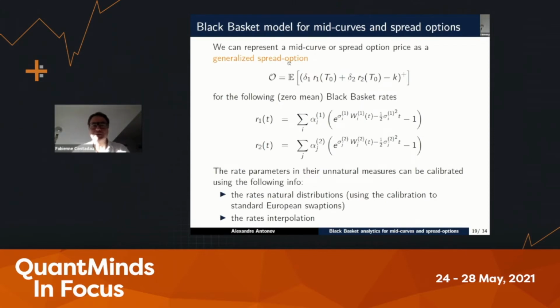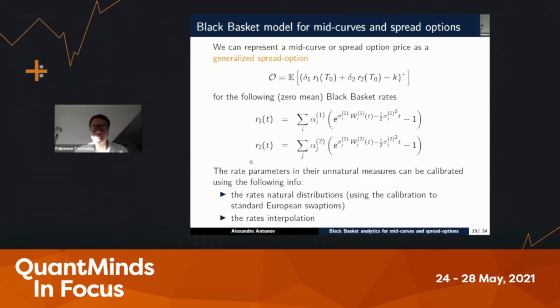We can represent a mid-curve or a spread option, both of them, as a generalized spread option, such that we have a weighted sum of rates r1 and r2, weighted with some coefficients delta 1 and delta 2, and of course some strike. We put here the zero means for both rates. We have alpha 1 and this whole sum for the first rate, and for the second rate we'll have subscript 2 here. So this is the first rate, this is the second rate.